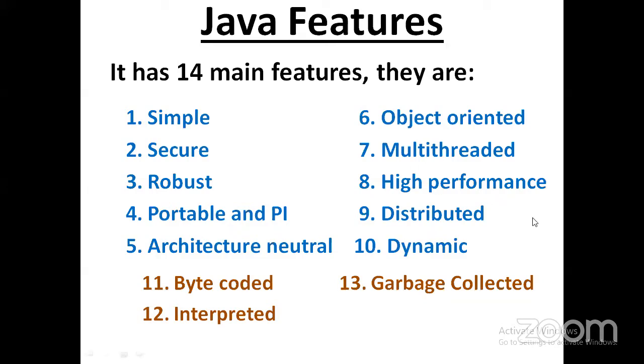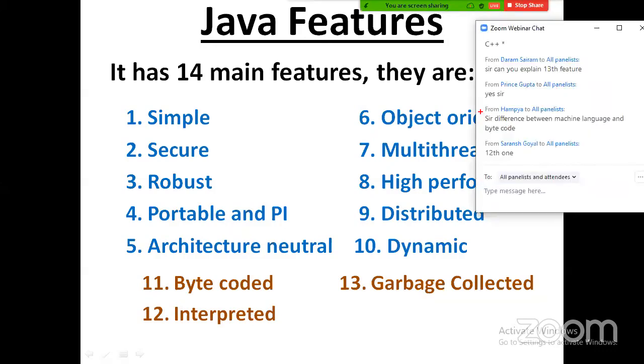Now tell me, what should I explain in the 13th feature? In Java, memory is automatically destroyed. As a programmer... What is the current topic? What is the difference between machine language and bytecode? The current topic is not talking about bytecode. You should know what question to ask. The current topic is: Java is called byte coded. Why?